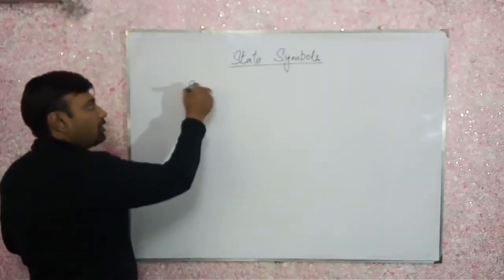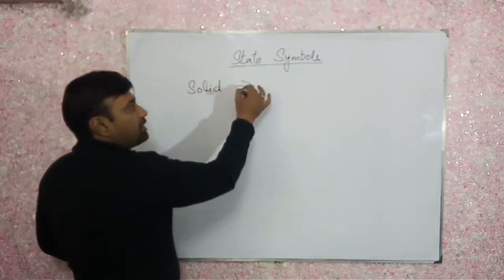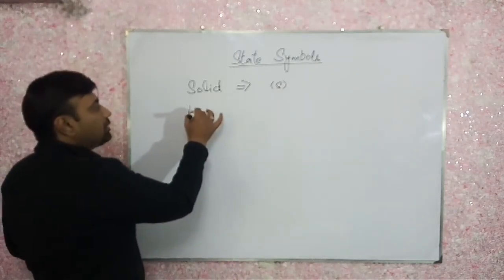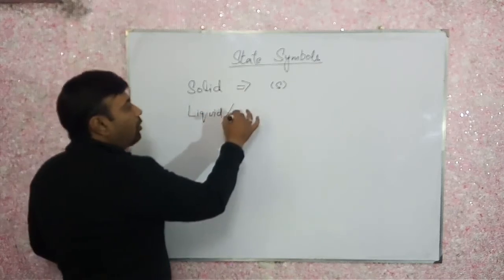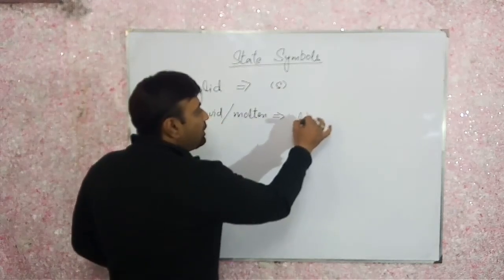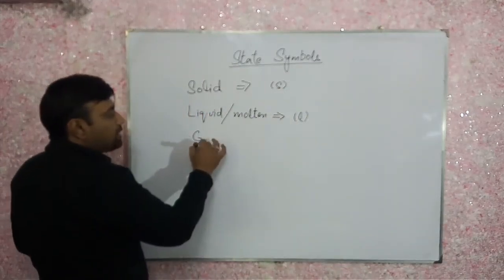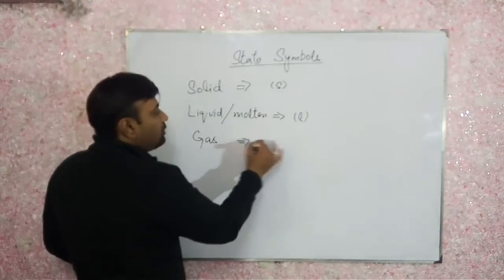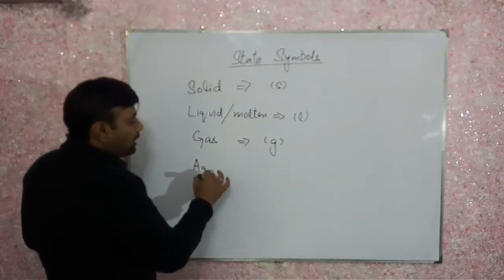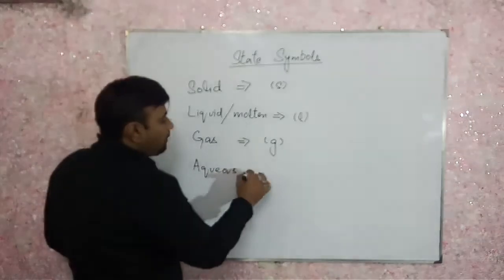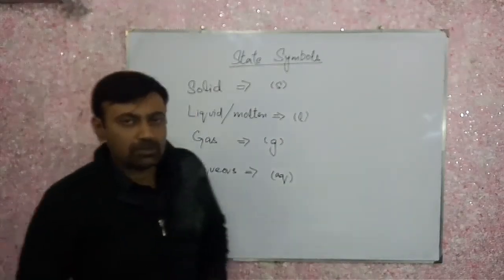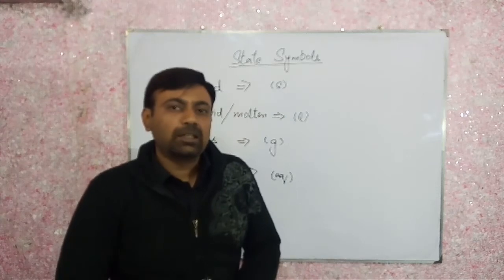One is solid, represented by a small s inside a bracket. Second one is liquid or molten, represented by a small l inside a bracket. Then gas, represented by a small g inside a bracket. And aqueous, represented by a small a, small q inside a bracket. These are the four state symbols which you would commonly see in the chemical equations.